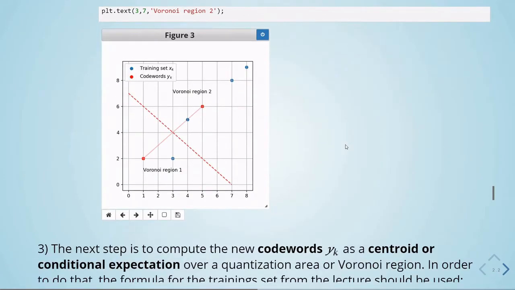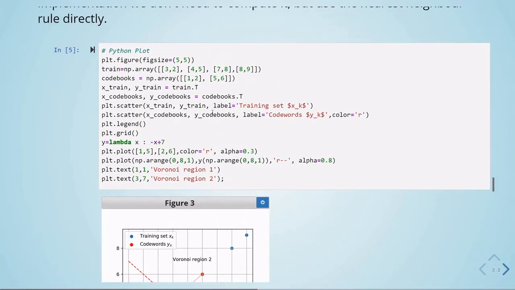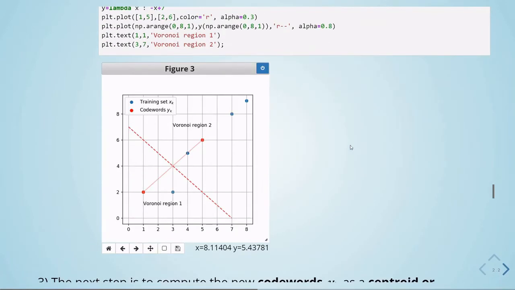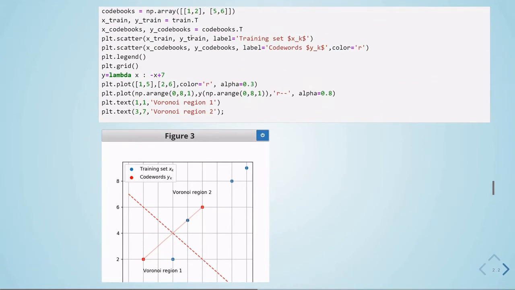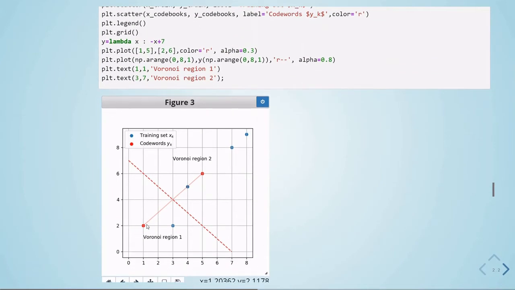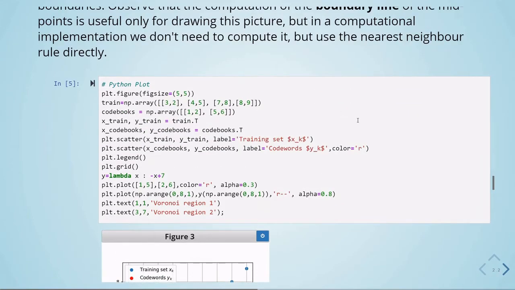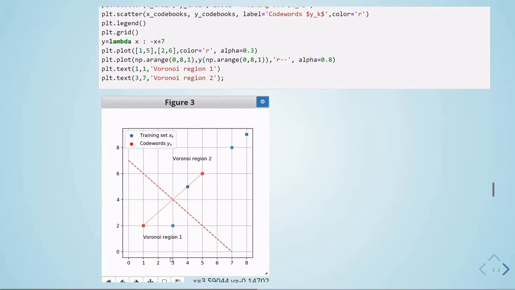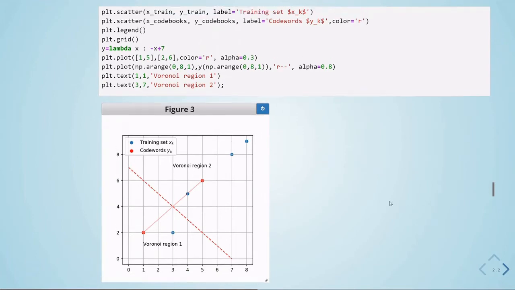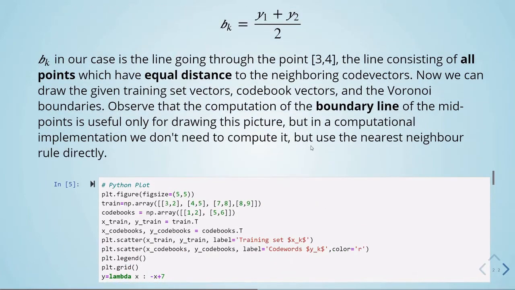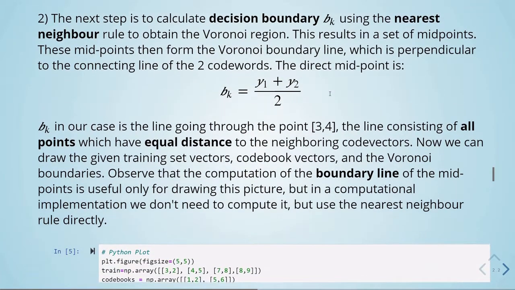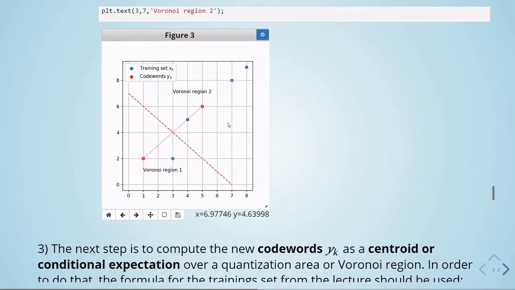So this is our training set X: 3 and 2, 4 and 5. So we have here 3 and 2, 4 and 5. And we had our code books Y: 1 and 2, 5 and 6, which is given here. And then we're just plotting here the Voronoi region. So we calculate a boundary using the nearest neighbor rule, and we have these two regions here.